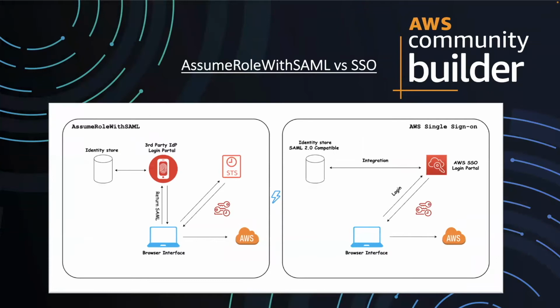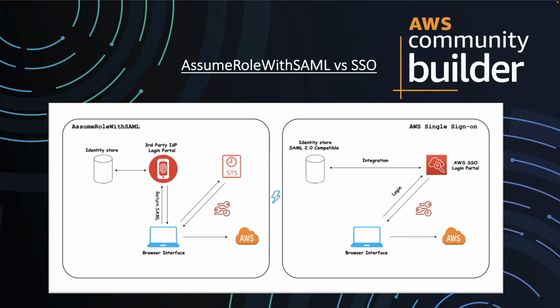Now we will see the difference between AssumeRoleWithSAML versus single sign-on. In AssumeRoleWithSAML, we have to maintain a third-party identity provider login portal that will check our identity with the identity store and return to us the SAML 2.0 assertion that is sent to the Security Token Service. And we get back security credentials, thus we are connected to AWS. However, if we have multiple accounts on AWS, then we are required to set up this same AssumeRoleWithSAML process for each and every single account, and on top of it, we need to manage the login portal as well.